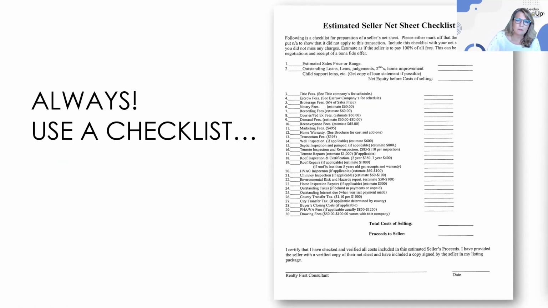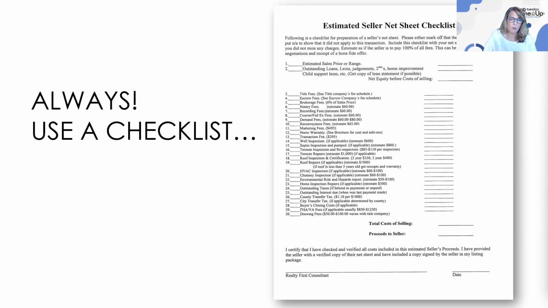So how you're going to prepare this net sheet, and you can do it utilizing this checklist, which I encourage, and then you can actually go in and create it in an estimated seller net sheet, which is inside CAR forms if you're here in California. If you're in other states, I assume it's in your forms where you can create an estimated seller's net sheet, but I'll show you one when we get towards the end.